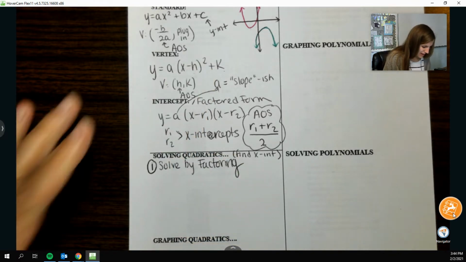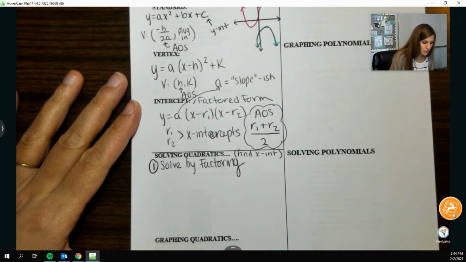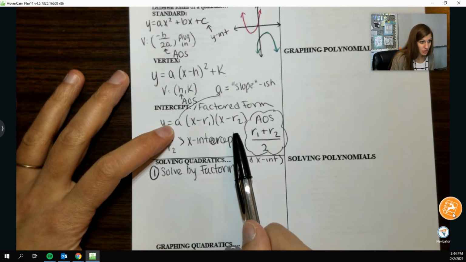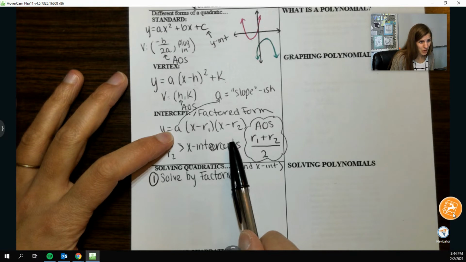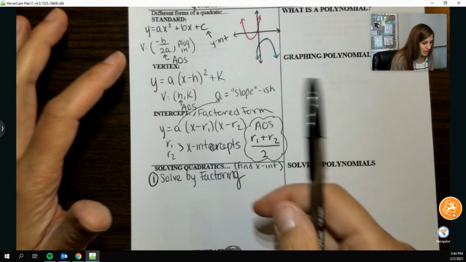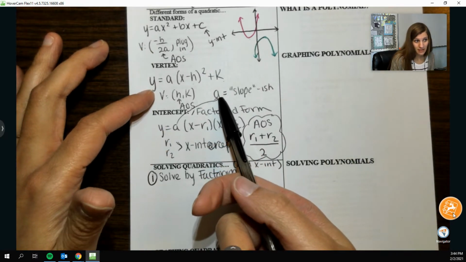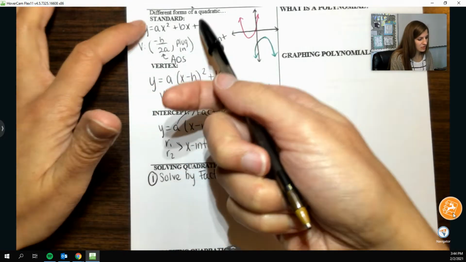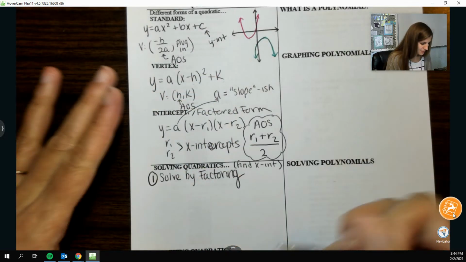So solve by factoring is your go-to. So if it's not already in factored form, the best you can hope for after that is it's in standard form, because you can't factor something that's in vertex form. You would have to take the vertex form, put it into standard form, and then factor it.